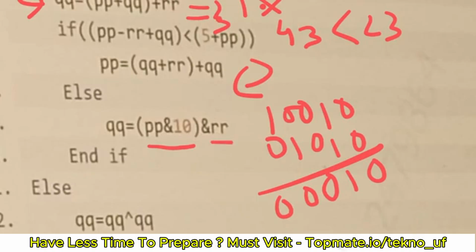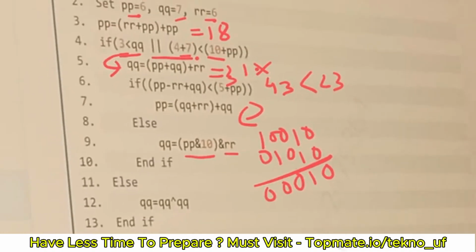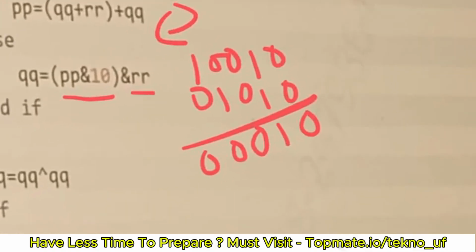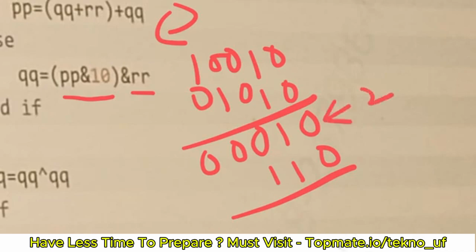And R, so what's the value of R? That is 6. Okay, so the binary representation of 6 is what? 1 1 0. So if you perform AND operation between 2 and 6, this is the value of 2. Okay, 2 and 6, what will happen? 0 and 0 is 0, 1 and 1, that is true. So true, false and true, false. So this again becomes 2. Okay, so this is the binary representation of 2.